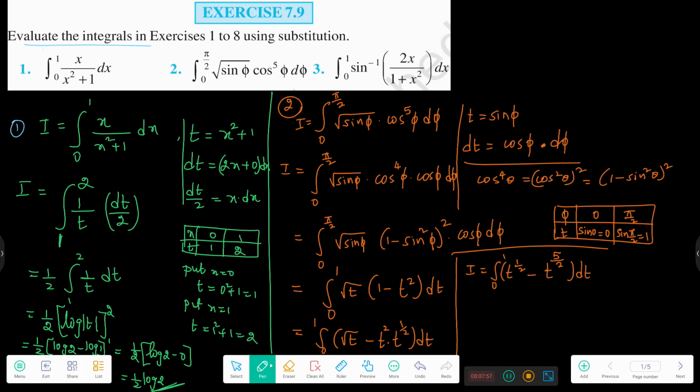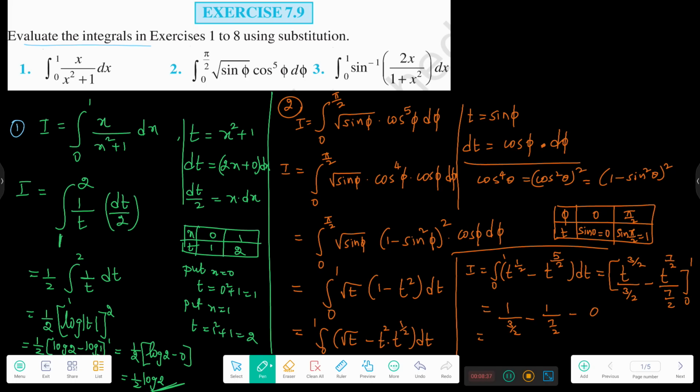That's it. Now you take limits. Sorry, the integral you will be getting. So t power 1 by 2, if you take the integral, what will you get? t power 3 by 2 divided by 3 by 2, minus t power 5 by 2, if you take the integral, t power 7 by 2 divided by 7 by 2, limit 0 to 1. Apply the limit. First, when I apply 1, 1 divided by 3 by 2 minus 1 divided by 7 by 2, this is the upper limit minus the lower limit, 0.